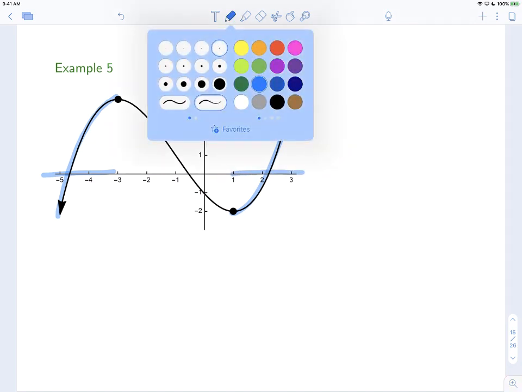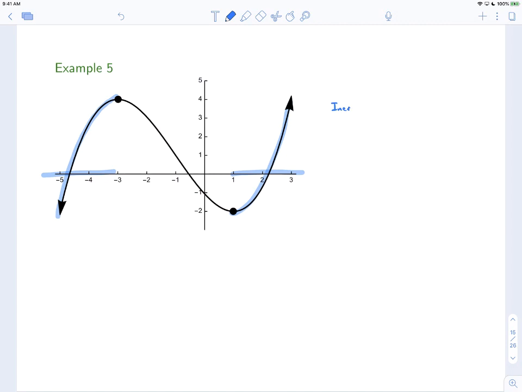So increasing on the intervals from -infinity to -3, and let's put in the union symbol here, 1 to 3. So it's increasing on those intervals. And of course it's decreasing on the one in the middle, -3 to 1. Notice that we're leaving off the endpoints here.